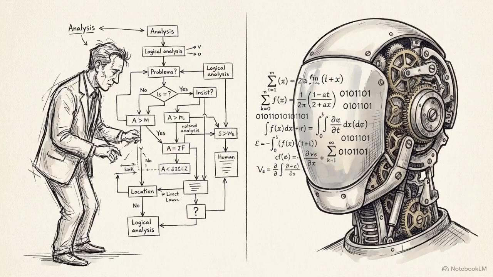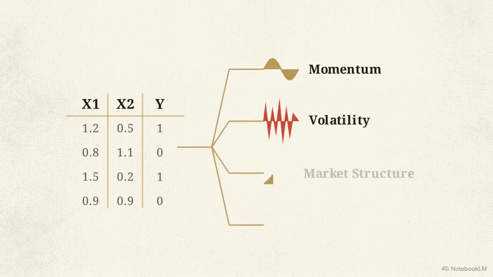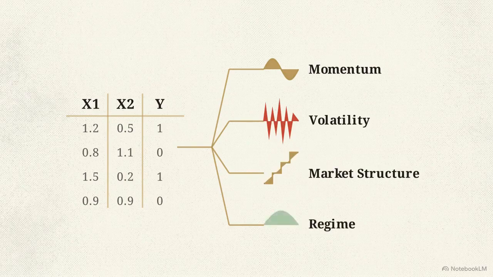To understand how this defect gets into the system, we have to look at how an AI actually sees the market. Raw price charts are entirely meaningless noise to a model. The data has to be translated into a mathematical language called features. This translation layer breaks the market down into specific categories: momentum, volatility, market structure, and the current trading regime.